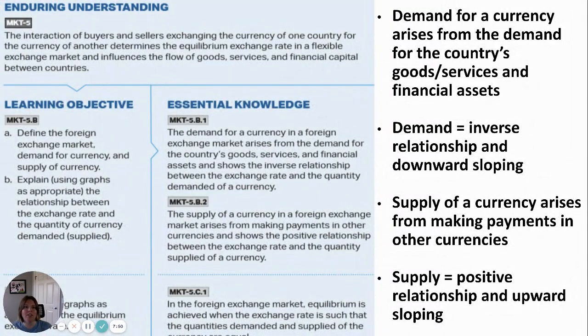So demand for a currency arises from the demand for the country's goods and services and their financial assets. Demand is an inverse relationship. That's why our demand curve is downward sloping. Supply of a currency arises from making payments in other currencies. Because if you demand one currency, you're going to have to supply your currency to get the other currency, basically. So supply is a positive relationship. It's upward sloping.